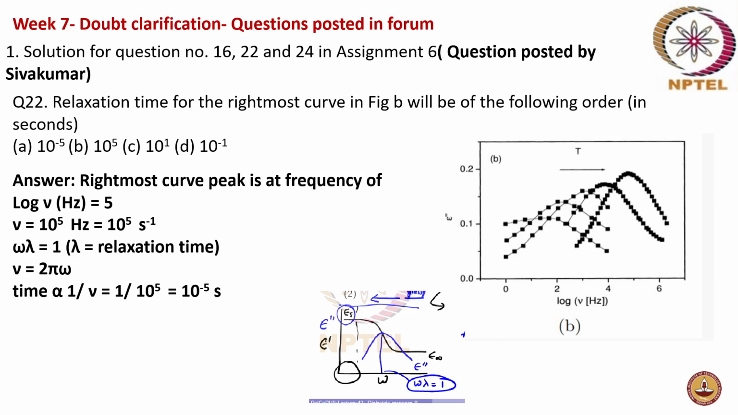So they've asked for the order: what order of magnitude is the relaxation time? It is nothing but 1 by 10 power 5, that is nothing but 10 power minus 5 seconds. Are you able to get it? So your crux is that you have to identify that your peak corresponds to omega lambda equal to 1. That will give you lambda is inversely proportional to your frequency or angular frequency, from which you can find out the order of magnitude of your relaxation time. It will be around 10 power minus 5 seconds in this case.